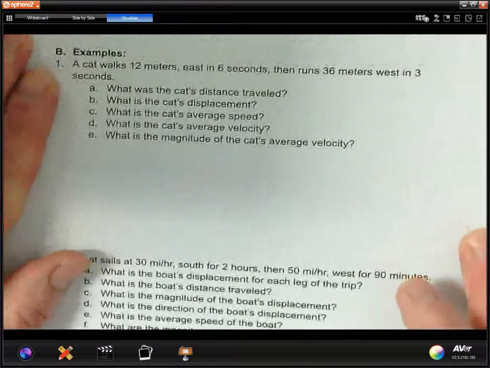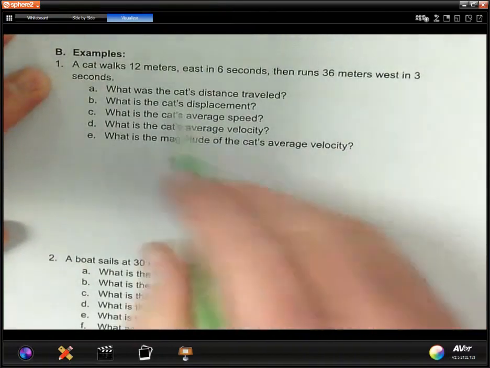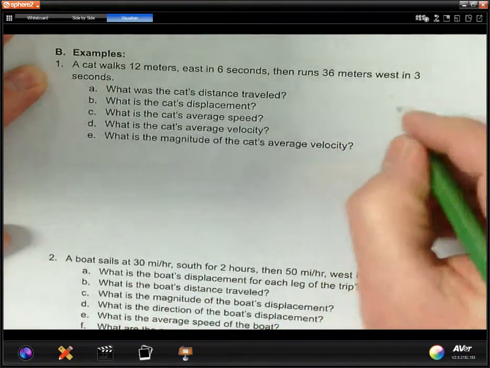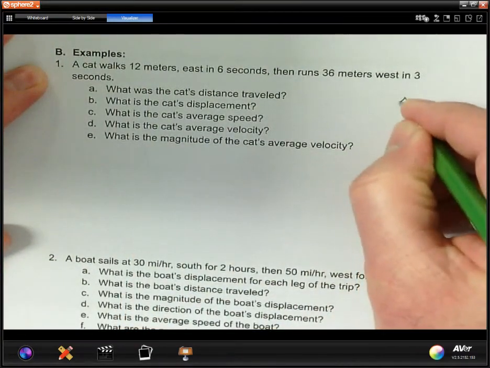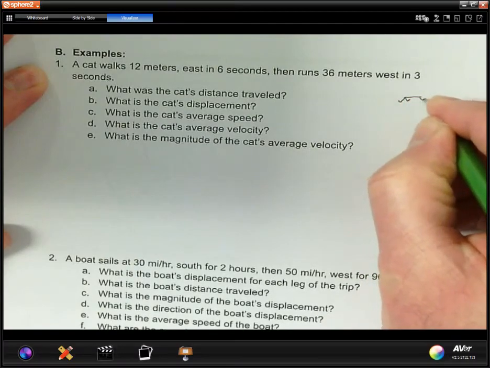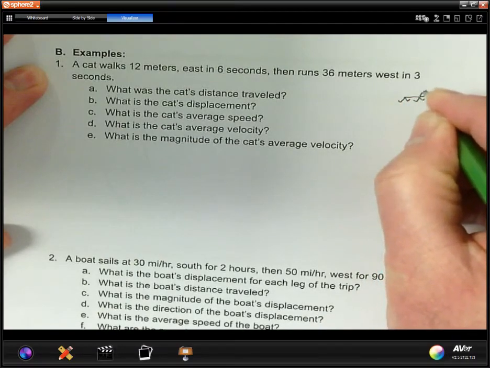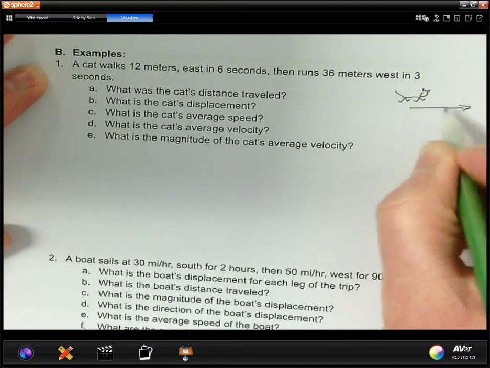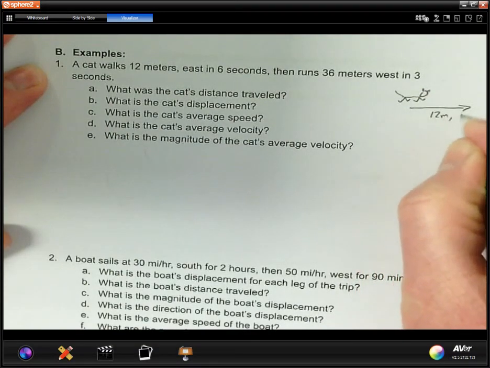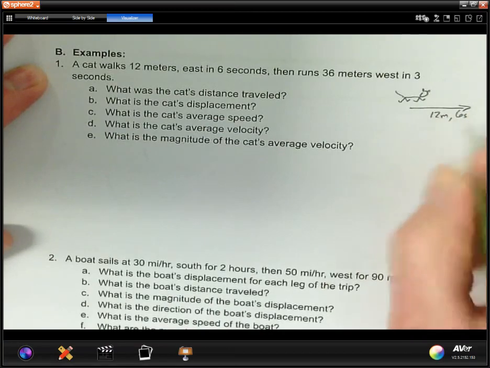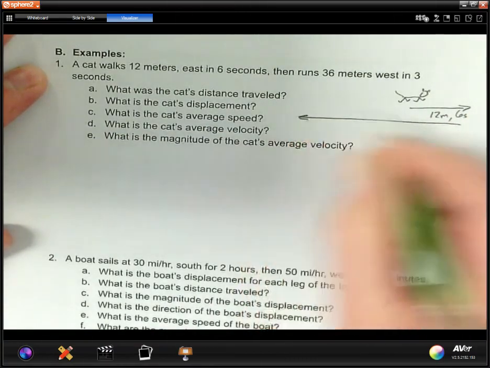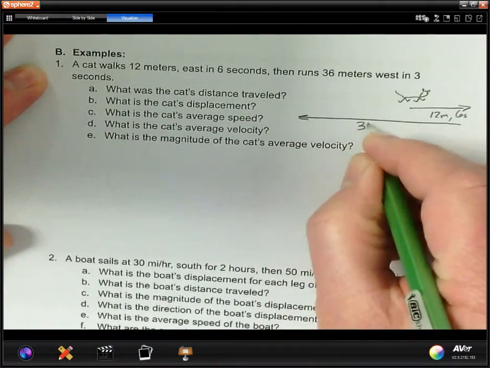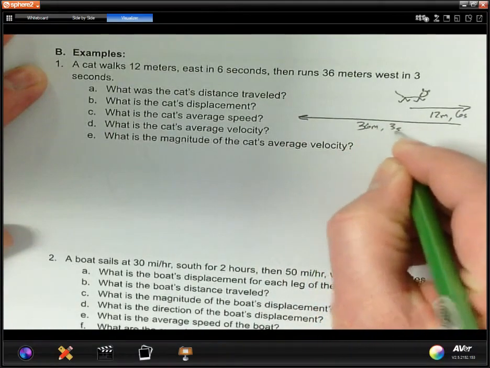All right, so some examples. It helps a lot to draw little sketches for these. So I got a cat. It's going to walk 12 meters east. So I'll draw my little cat. Okay, there's my little cat. He's going to go 12 meters east in 6 seconds. And then he's going to turn and run back 36 meters in 3 seconds.